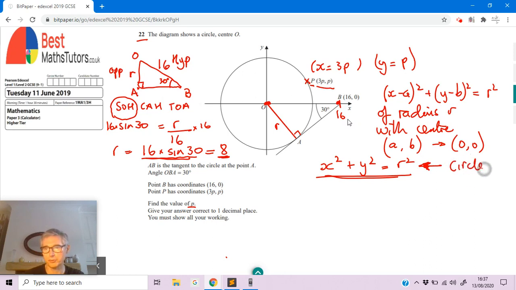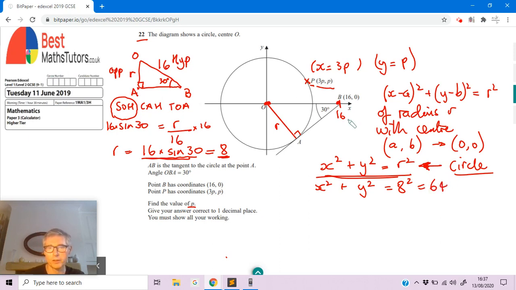Let's create a circle equation. Equation of a circle which goes through the origin. And what I can do is I can replace r by 8. So the first stage is I've got x squared plus y squared is actually equal to 8 squared, which is 64. So if you square 8, 8 times 8 is 64.